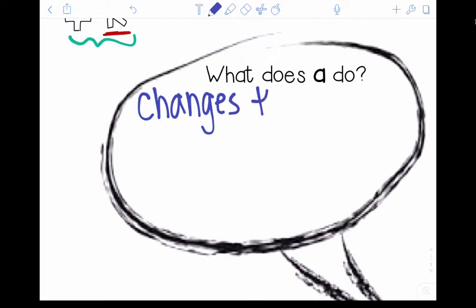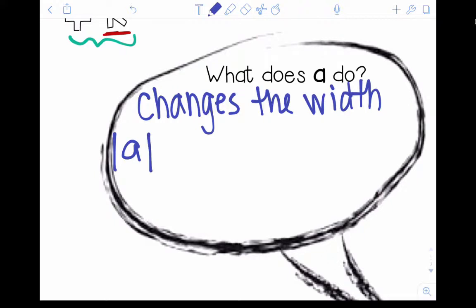So if we have an A, and when I talk about A, I'm talking about the absolute value of it. So a reminder, absolute value is the distance from 0 on a number line. In other words, it's the positive of it. So the absolute value of 3 would be 3. The absolute value of negative 3 would also be 3.